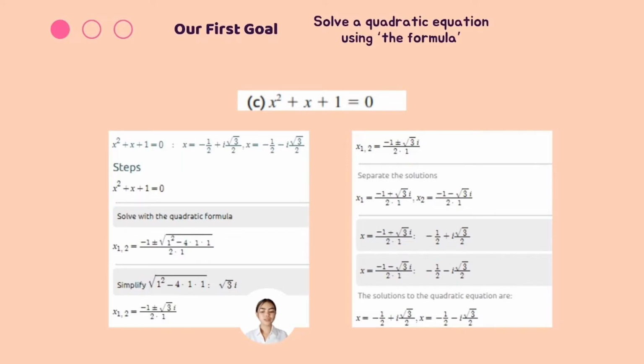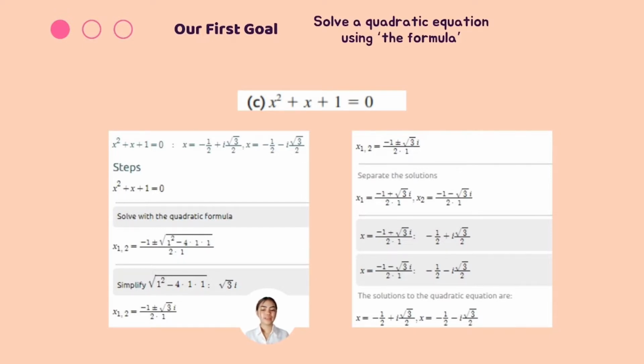So after that, we need to separate our solutions. The first x is negative 1 plus the square root of negative 3 divided by 2 times 1. And the answer is negative 1/2 plus i square root of 3 divided by 2. And the second x is negative 1 minus the square root of negative 3 divided by 2 times 1. And the answer is negative 1/2 minus i square root of 3 divided by 2. So that is the answer for our C.